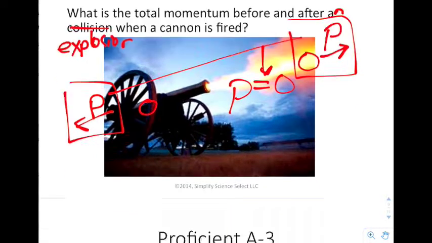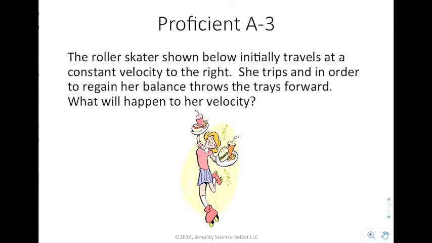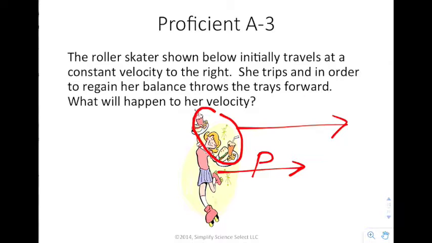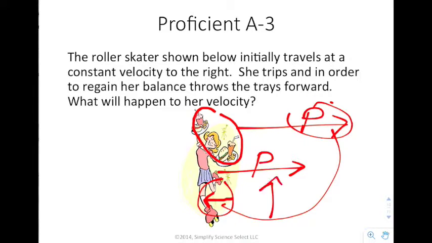So it says the roller skater shown below initially travels at a constant speed to the right. She trips. In order to regain her balance, she throws her trays forward. What will happen to her velocity? So she has some sort of momentum going this way. By taking these trays and throwing them forward, she's actually giving the trays momentum. Well, that's actually going to reduce her own velocity, because this and this have to combine to be the original value.